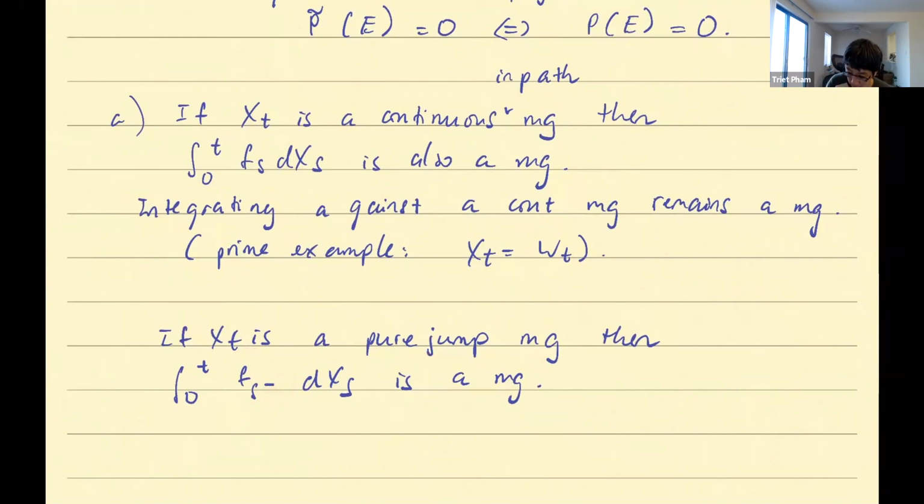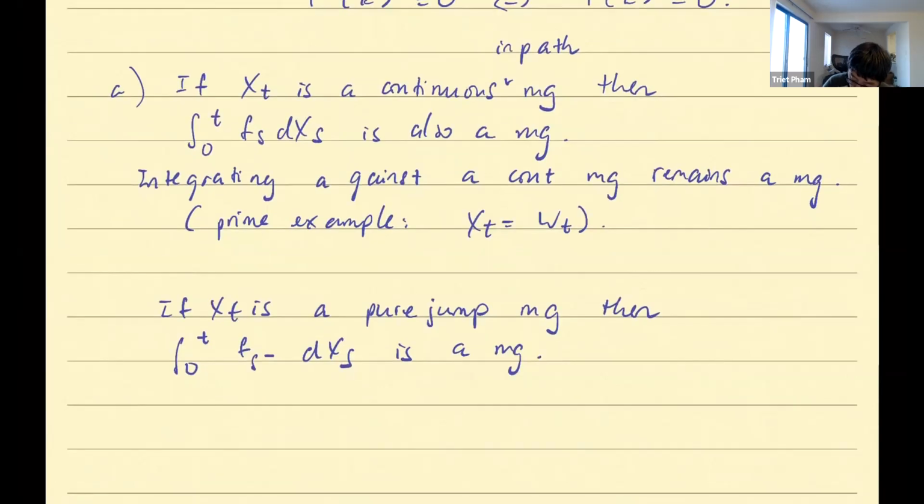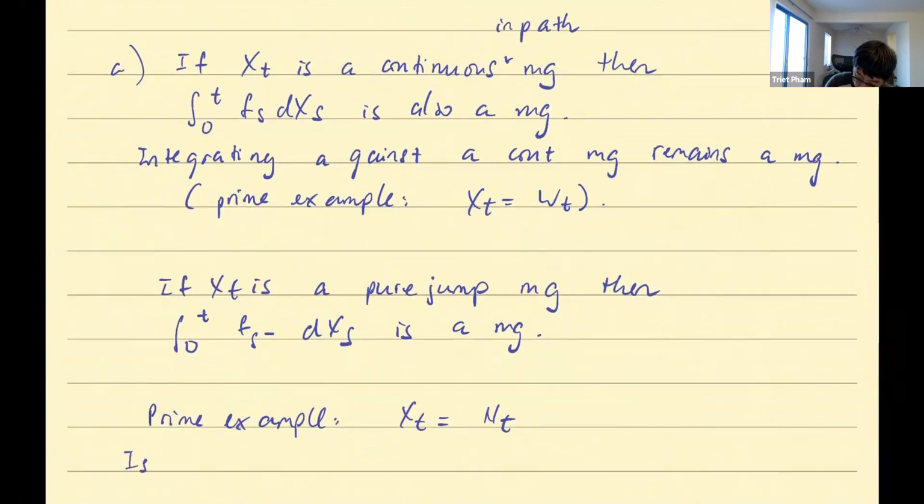So, for example, what is the prime example here? Obviously, I have the Poisson process in mind. But of course, the issue is: is the Poisson process a martingale? Poisson process is pure jump, right? But is the Poisson process a martingale?